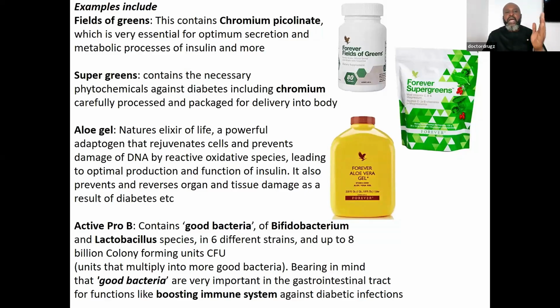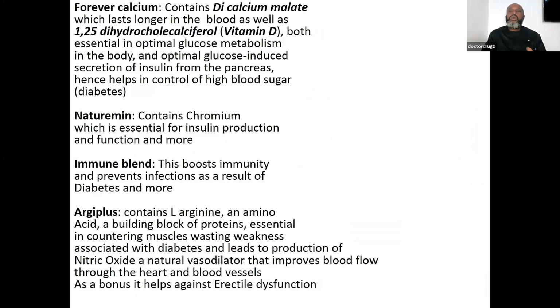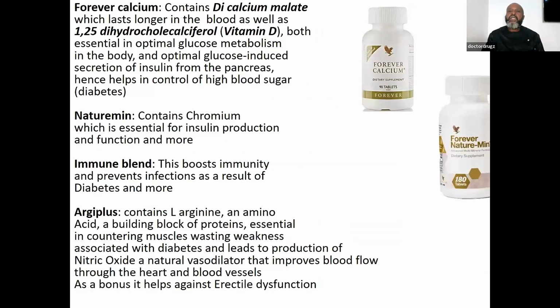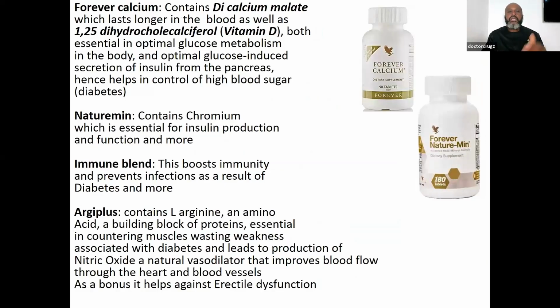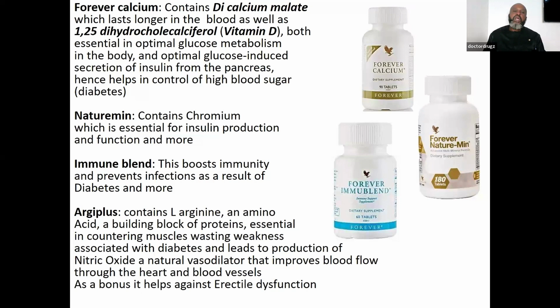Then we have the Active Pro B because it contains good bacteria. Remember that there is a very strong link between our gut and lifestyle diseases, as well as our gut and immune system, and so on and so forth. So we're not going to talk too much about these things because of time. Don't forget that lack of vitamin D can lead to or predispose one to type 2 diabetes. That's dicalcium malate and 1,25 dihydroxycholecalciferol there. Then we have Nature-Min that contains chromium, and so on.